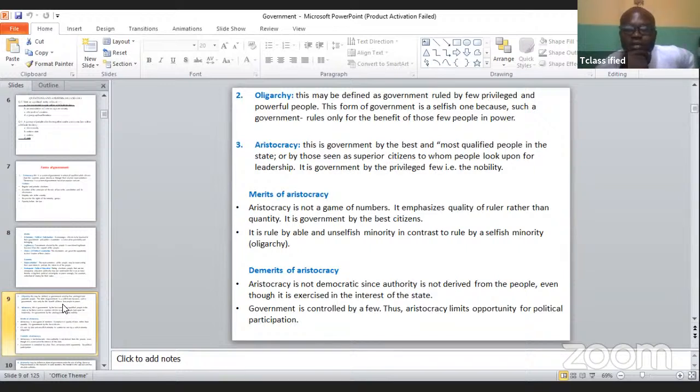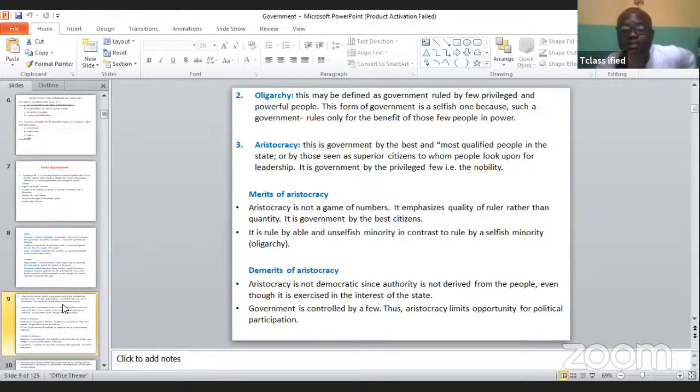Aristocracy is not a game of numbers. It emphasizes the quality of the ruler rather than the quantity. Okay, it is government by the best citizens. It is ruled by an able and unselfish minority, in contrast to the rule by a selfish minority in oligarchy. So aristocracy is actually better than oligarchy, because in oligarchy you have few people that might not be quality leaders, but in aristocracy you have few quality leaders leading.